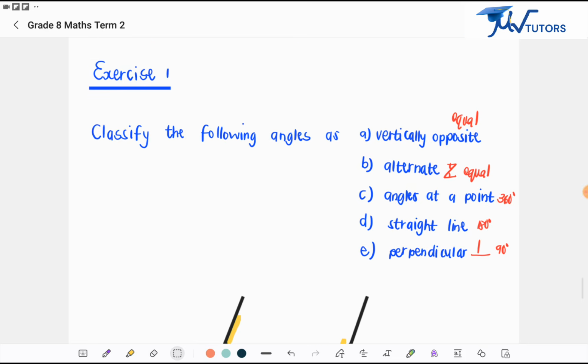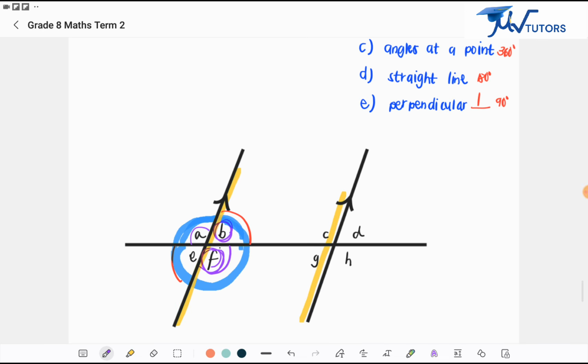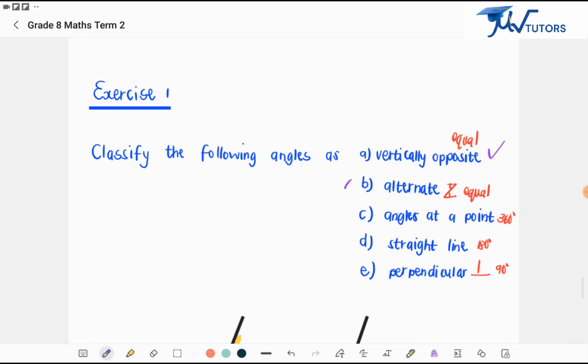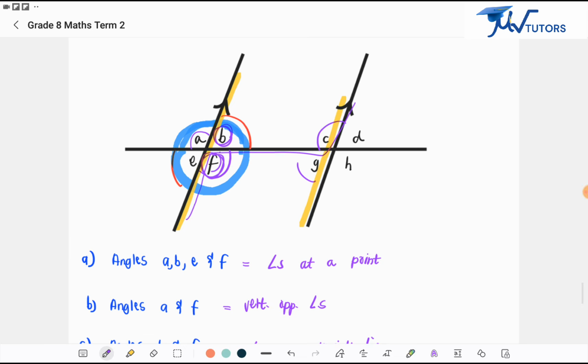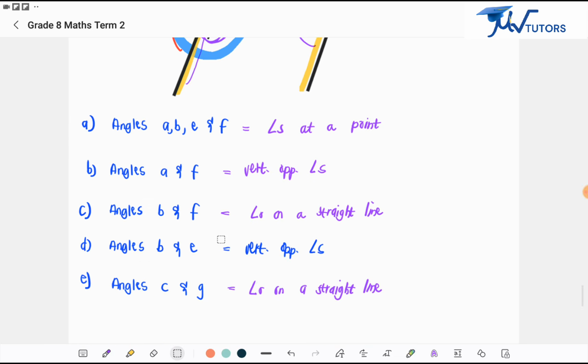Vertically opposite angles, yes, we did use. Alternate angles, no, we didn't, but you could see alternating angles or alternate angles there. It would be basically angle C and F or angle B and G, but they never asked it, so we didn't get to use it. Angles at a point, yes, we did use that. Straight line, perpendicular angles, no. Even if you look here, I don't think anything that forms between these straight lines would be 90 degrees, right? So that's okay.